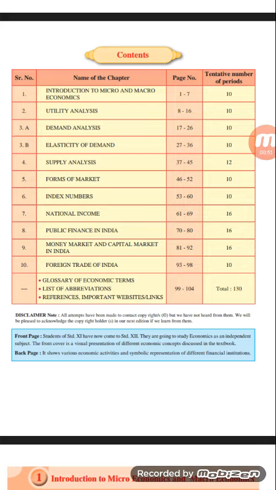Seventh, national income. Eighth, public finance in India. Ninth, money market and the capital market in India. And the 10th one is the foreign trade in India.